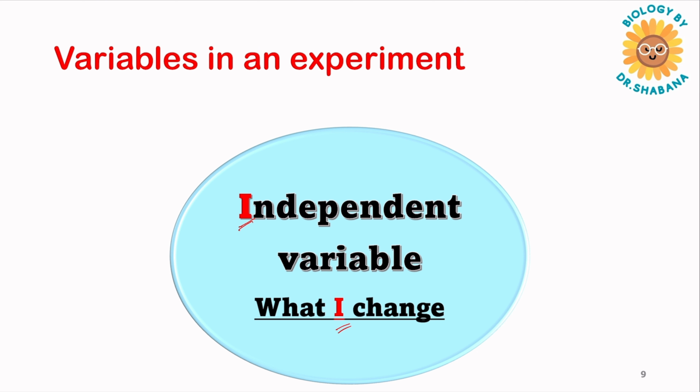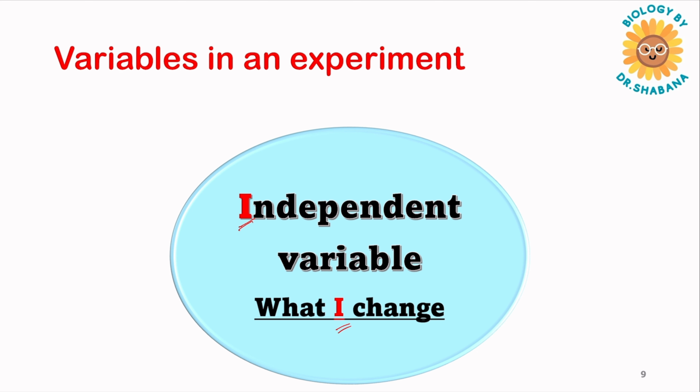So the effect of temperature, so that means I have to work out the temperatures. I'll be using a number of temperatures and I'll see the result at the end. So this is what I will be adjusting at the beginning of the experiment. Hence it is termed the independent variable, what I change or what I manipulate at the beginning.